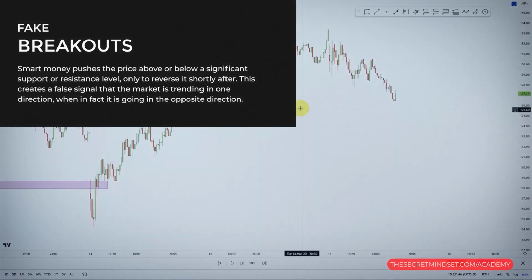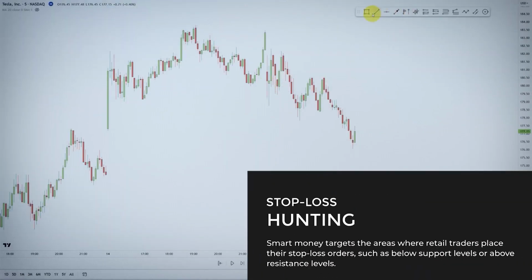Stop-loss hunting. This is when smart money targets the areas where retail traders place their stop-loss orders, such as below support levels or above resistance levels.